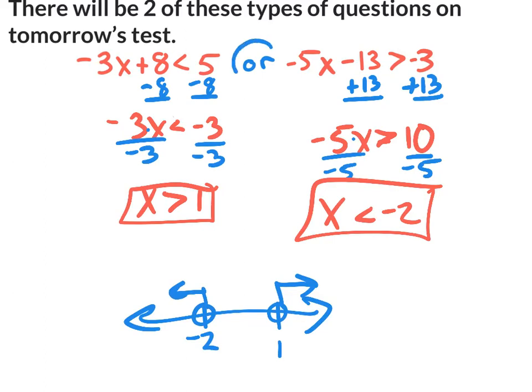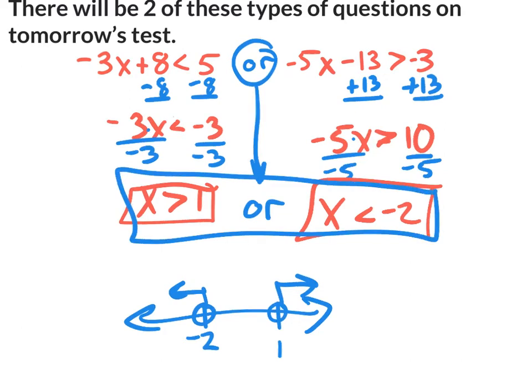So all you have to do is bring down that word or, place it right between the 2, and that's what you write on your answer column. X is greater than 1 or x is less than -2.